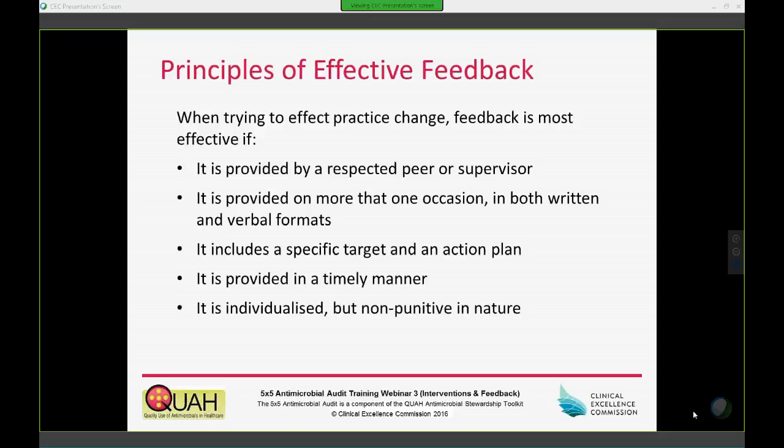So we would tend to recommend that feedback of your audit results should be occurring at least monthly, as the longer you leave it, the less relevant that feedback will seem when you finally get around to providing it. And lastly, feedback should be individualised but non-punitive in nature. Individualised refers to targeting that feedback to the right groups of people, and non-punitive just means that it's without any expectation of punishment or a reprimand for poor performance.